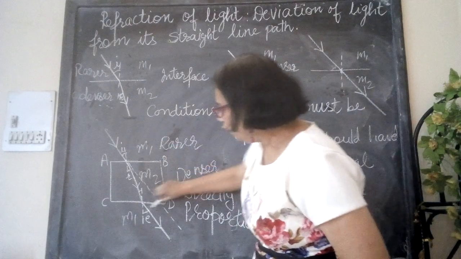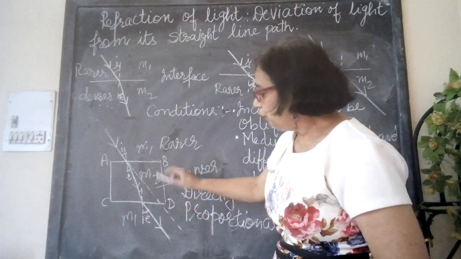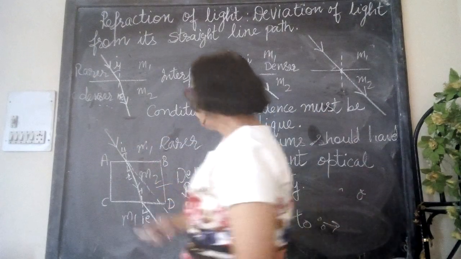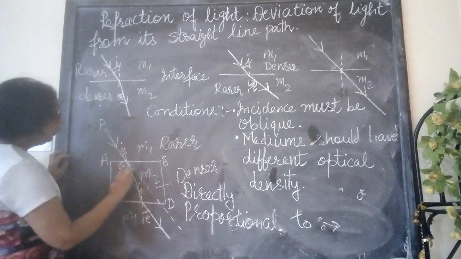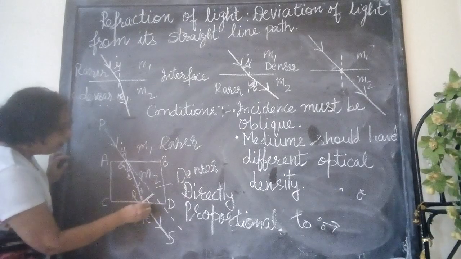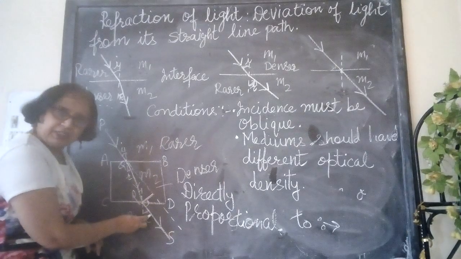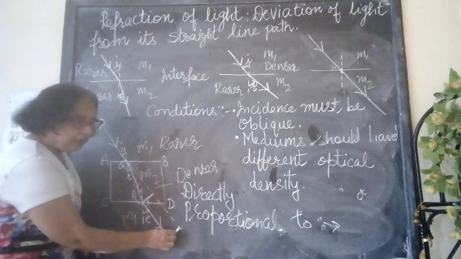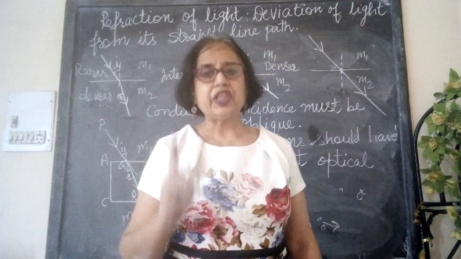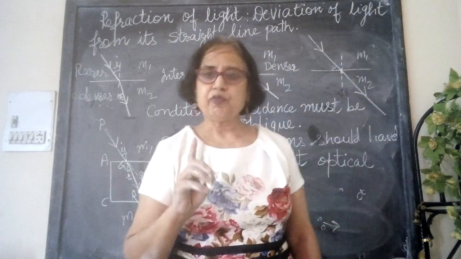Now if there had been no glass slab, then it would have gone that side. But due to refraction through the glass slab, now it is following this path. We can say P, Q, R, S. Now this perpendicular distance between the emergent ray and the incident ray produced or extended is defined as lateral shift or lateral displacement.